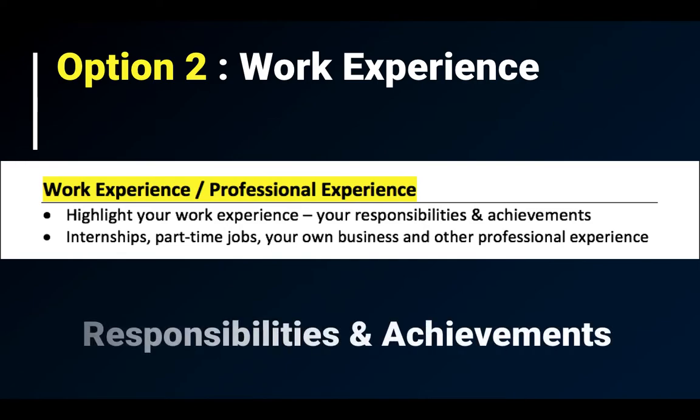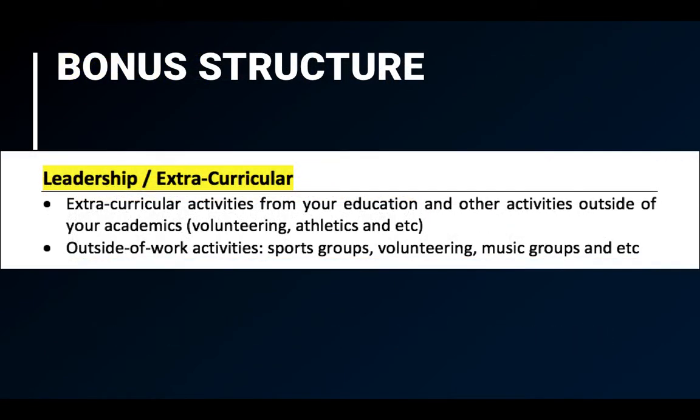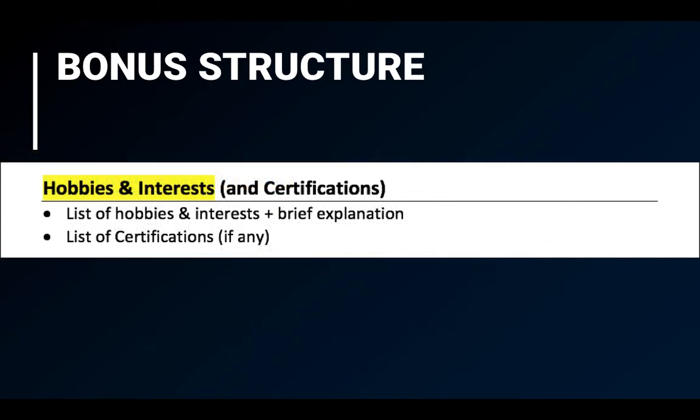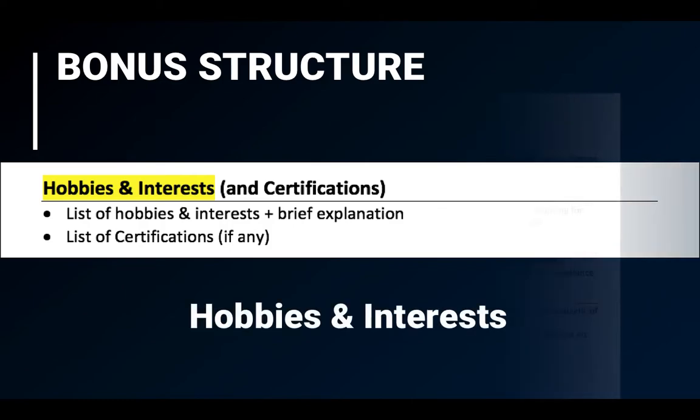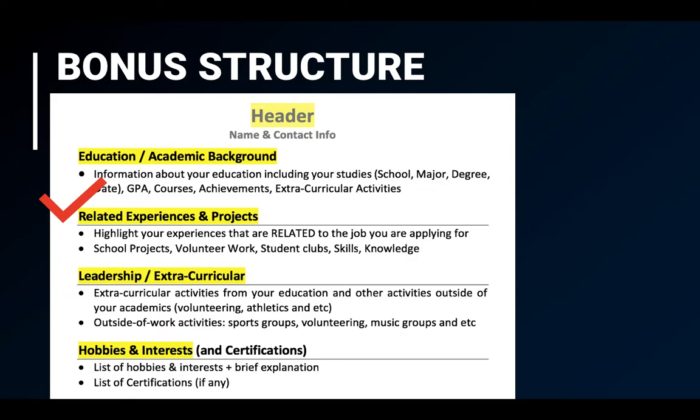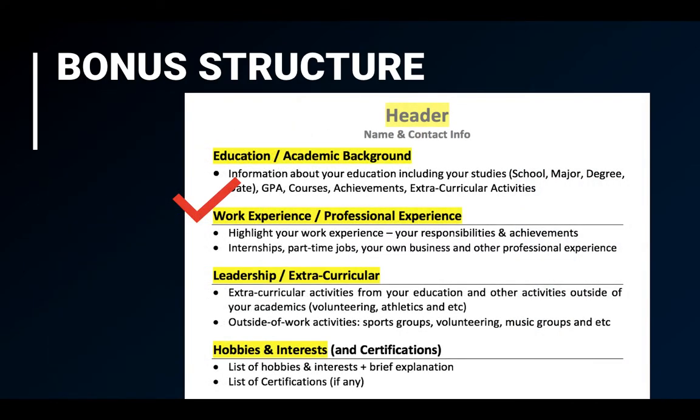So this is where you highlight your experience, and what I mean by that are your responsibilities and achievements from those experiences. Okay, followed by the leadership and extracurricular activities outside of your education, and that's also where you highlight them using responsibilities and achievements, finishing off with your hobbies and interests. So when you're using this structure, you're either choosing one or both. So you'll have header plus 5 sections on your resume, or header plus 4 sections with related experiences and projects, or header with 4 sections using work experience and professional experience.